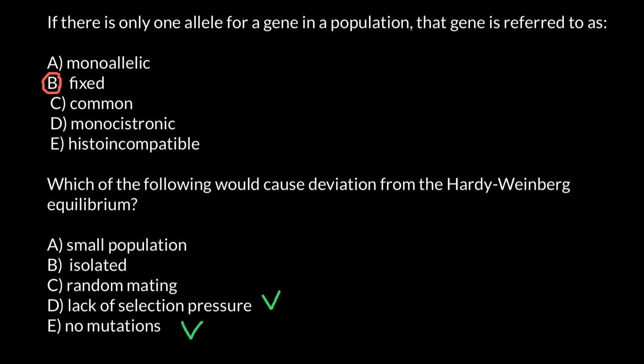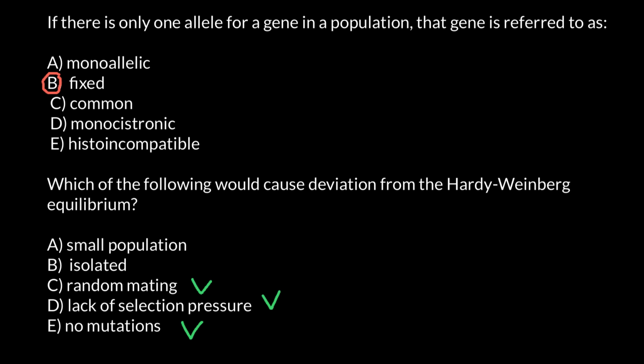And another requirement of the Hardy-Weinberg equilibrium would be random mating, because only if mating would be random, again, we would have allelic frequencies stable and the same over the generations. But if we would have preferential mating, then again this would cause a shift in allelic frequencies. Now we have two answers left.